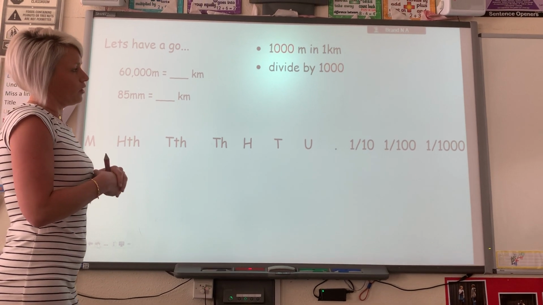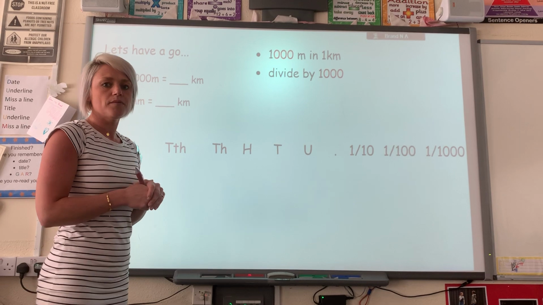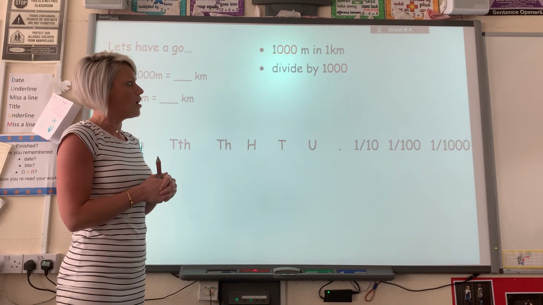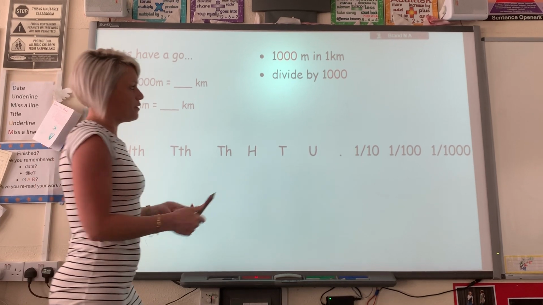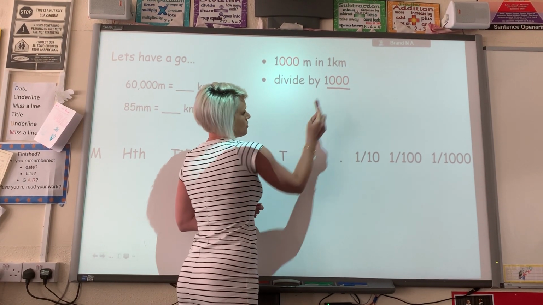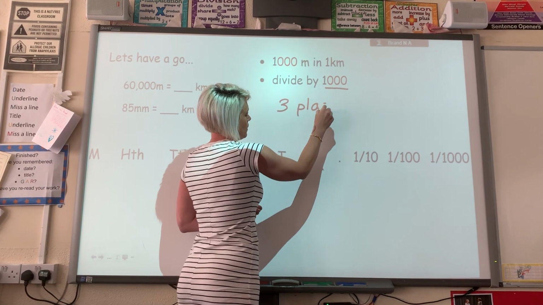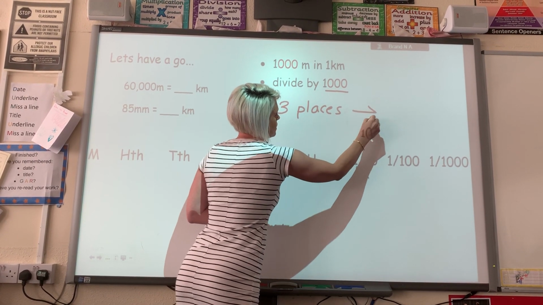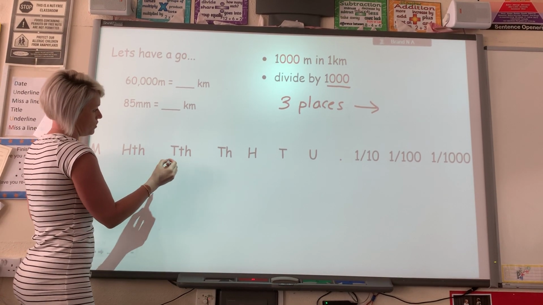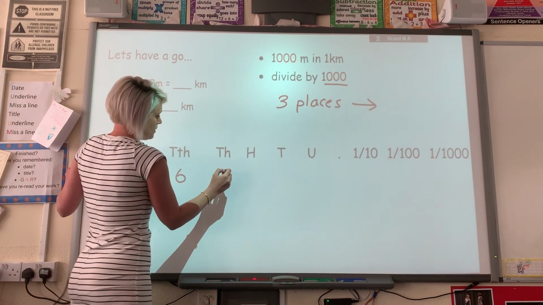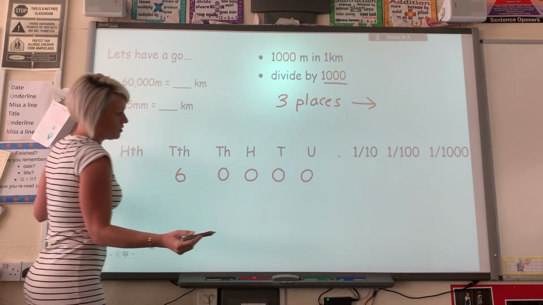So the next one we're going to look at is kilometres and metres. Hopefully from yesterday you will have remembered that there are 1,000 metres in 1 kilometre. So again we're dividing by 1,000. And if we're dividing by 1,000, then we are moving 3 places to the right. So 60,000 metres is equal to how many kilometres?